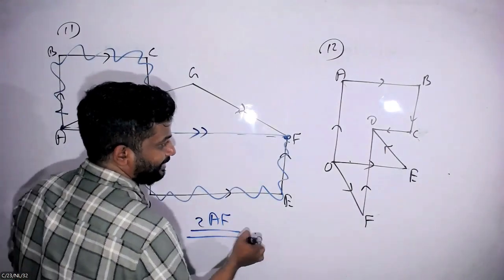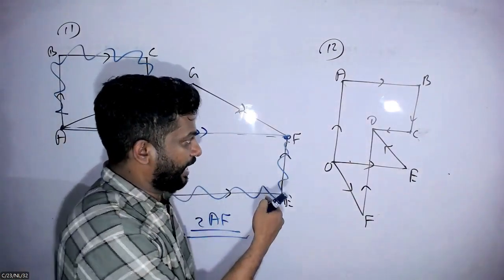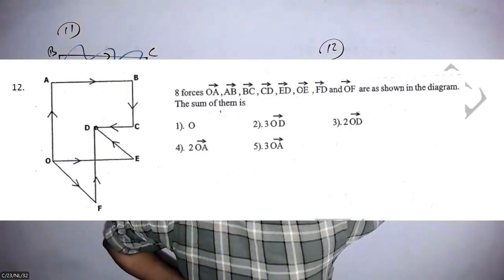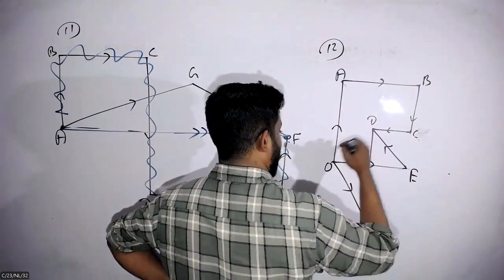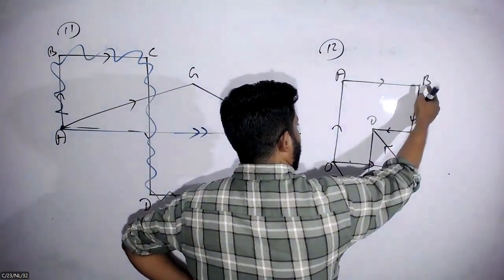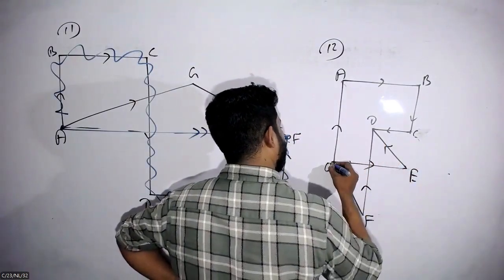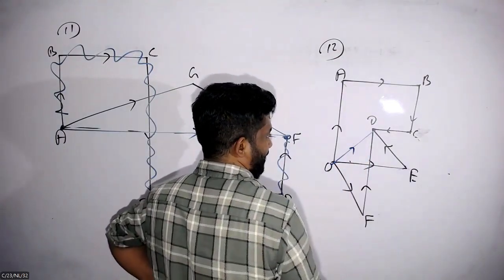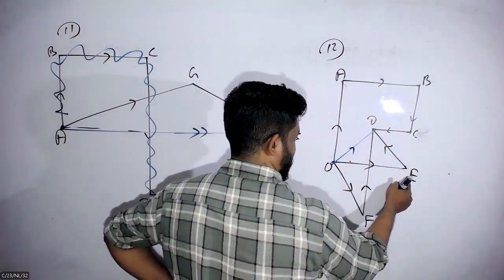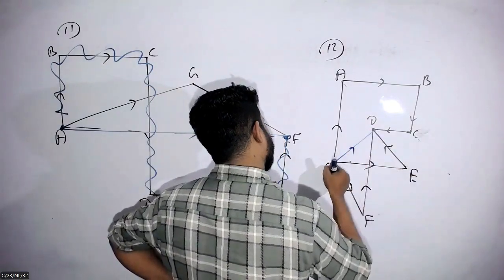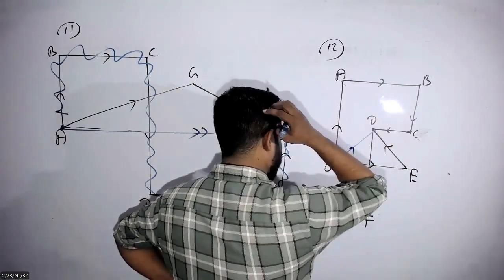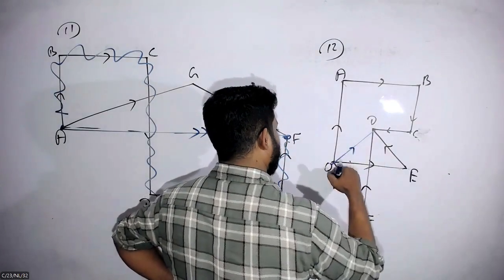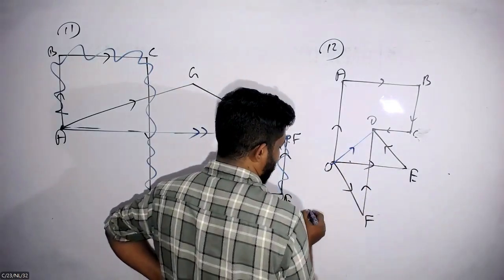These are easy, right, children? Then same thing, you can identify the resultant for this question. OA plus AB plus BC. What is the resultant, Bude? OA plus AB plus BC plus CD. Resultant is the closing side, AD. Sorry, OD. Then OE plus ED. What is the resultant? Closing side in opposite order, OD. Then OF plus FD. Then again the resultant is OD. Therefore the answer is 3OD.